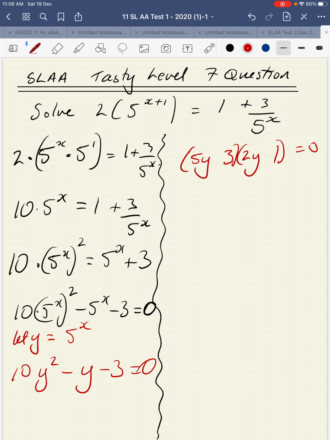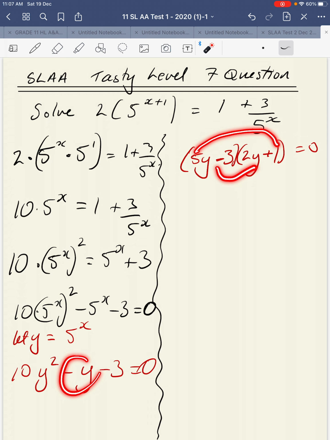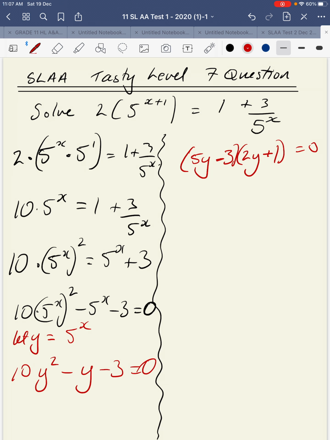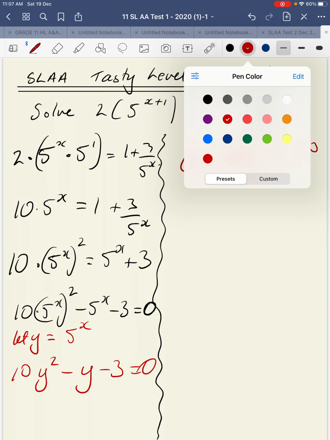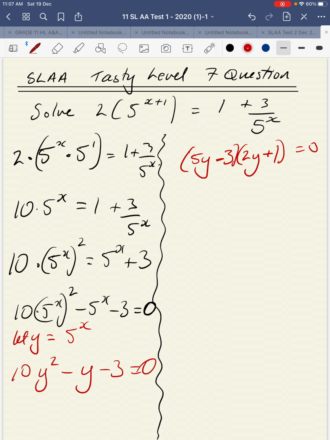Always best guess, just start with numbers close together. It has to be negative 3, so it's got to be a positive 3 or a negative 3 and a positive 1 or a negative 1, but we need a negative y, so I think it's this way around. Just check. 10y squared, good, plus 5y minus 6y, which is minus 1y, good, and then minus 3 at the end, fantastic, we've got it factorised.